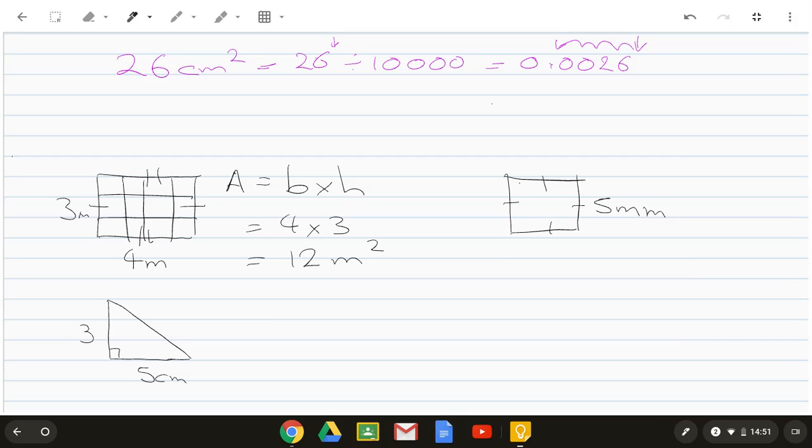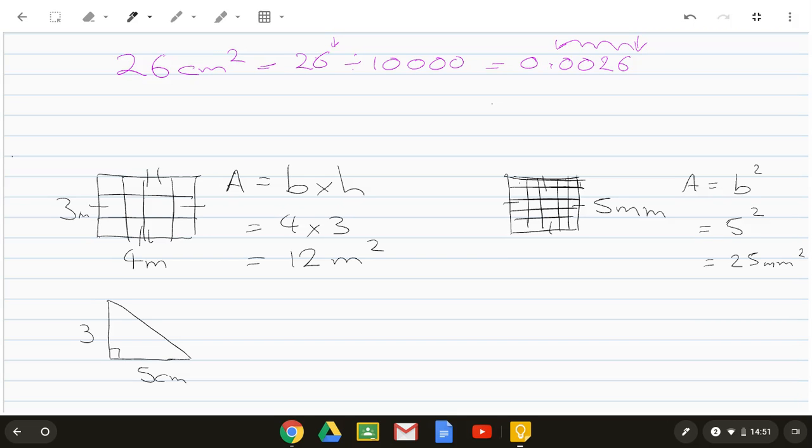The next shape that I've got over here is a pretty poorly drawn square, but the area of a square is the same, base times the height, but because the base and the height are the same, we can say the base squared or the length squared. So in this case, it's 5, and we're going to square that, which is 25 millimeters squared. If we divided this into 5 and divided this by 5, you'll find that you have 25 little squares in there.